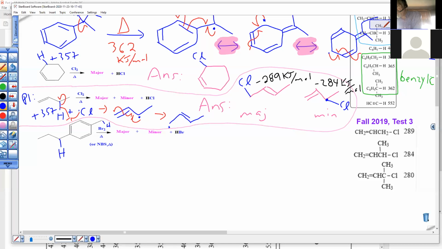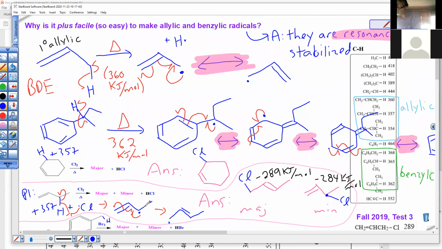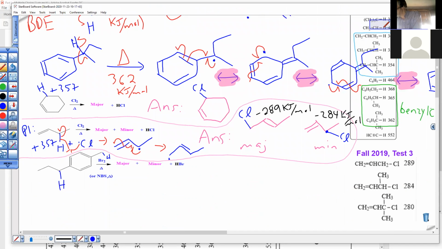We already proved it. Don't we have everything on this page? 360 for the primary allylic. No, we have it all over here. I don't need to get it. Primary benzylic 368. That's going to be slower to break this bond than this one, which is secondary 365. Same kind of argument as our previous discussion.